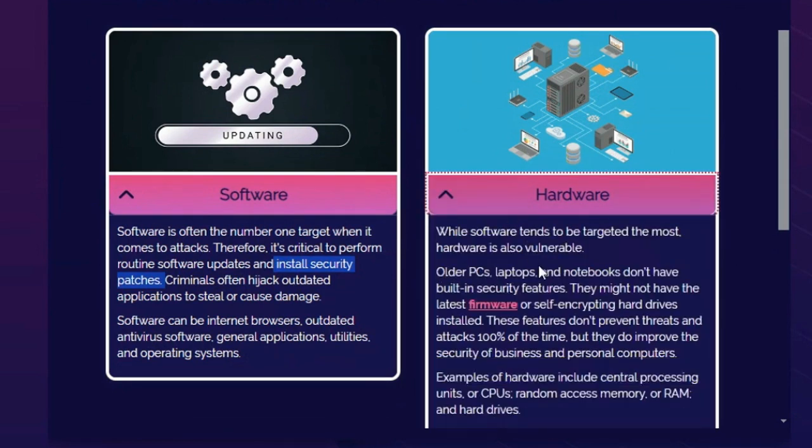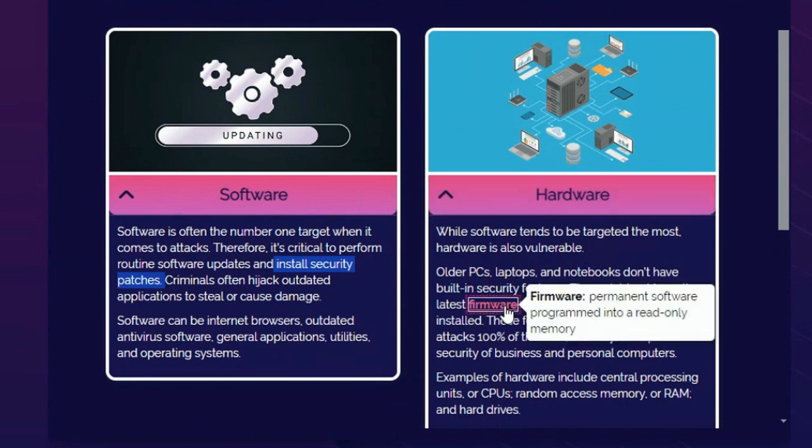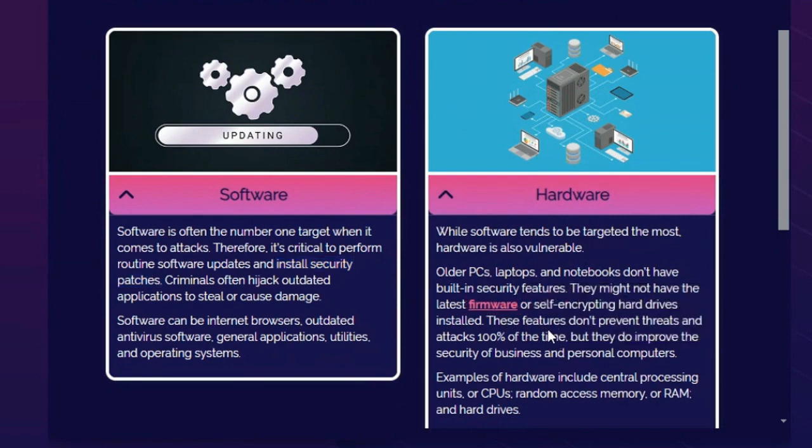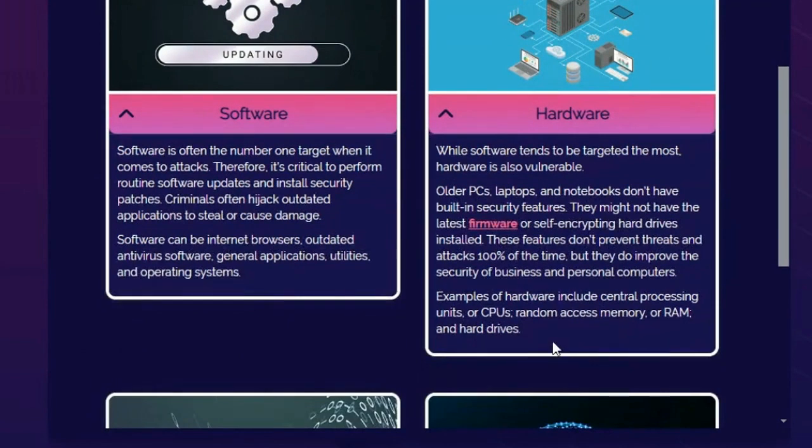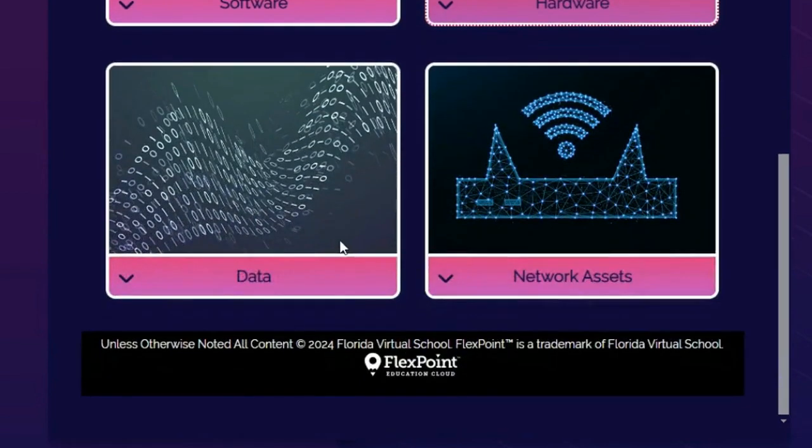Hardware. While software tends to be targeted the most, hardware is also vulnerable. Older PCs, laptops, and notebooks don't have the built-in security features. They might not have the latest firmware, and firmware is defined as permanent software that's programmed into a read-only memory. Or self-encrypting hard drives. These features don't prevent threats and attacks 100% of the time, but they improve the security of business and personal computers. Examples of hardware include your CPU, your central processing unit, random access memory or RAM, and hard drives. So that could all lead to hackers being able to get in there.